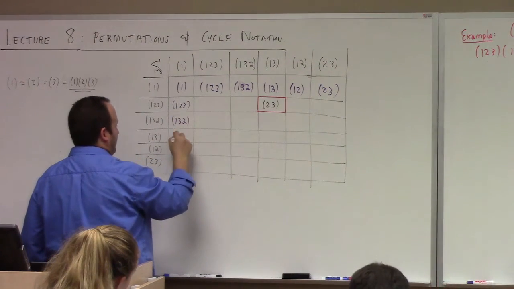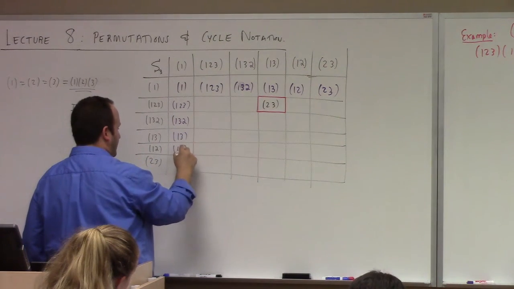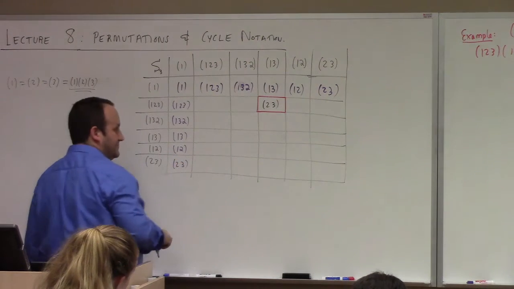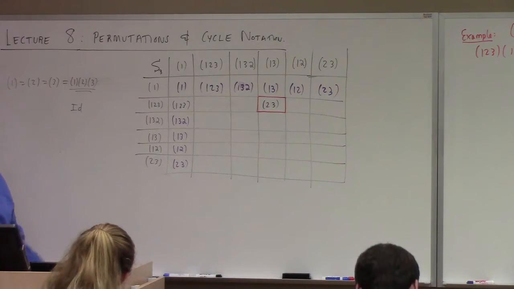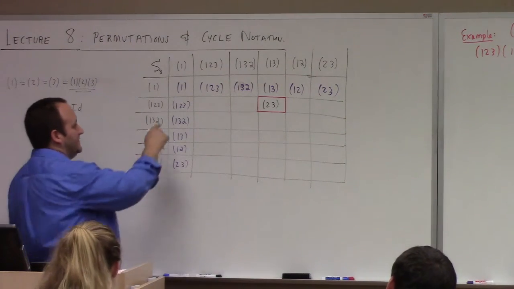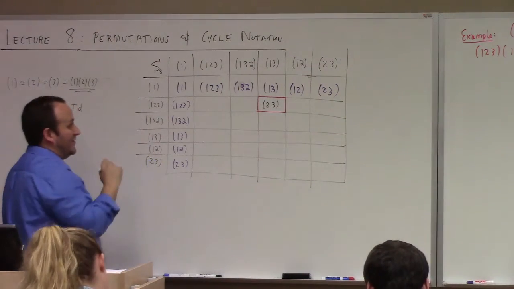You guys know this. I don't really need to write this. I'm just writing it because it doesn't cost me any thinking. The identity times anything is the thing again. But the second row requires a little bit more calculation.